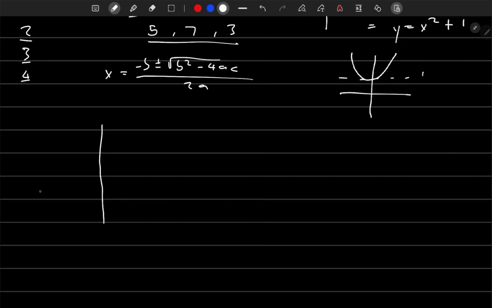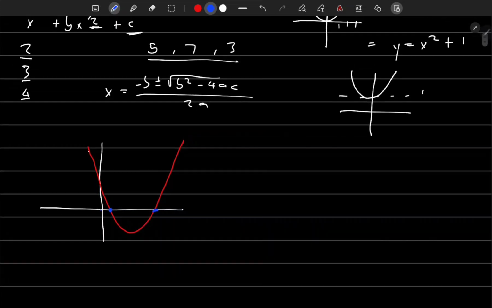Let me draw a fresh graph right here. And this graph sort of goes like this. What we are basically interested in are these 2 points. What are the x values of these 2 points of intercept? You can see that where x has any value, y is 0. So we can only find these 2 points when y is 0.